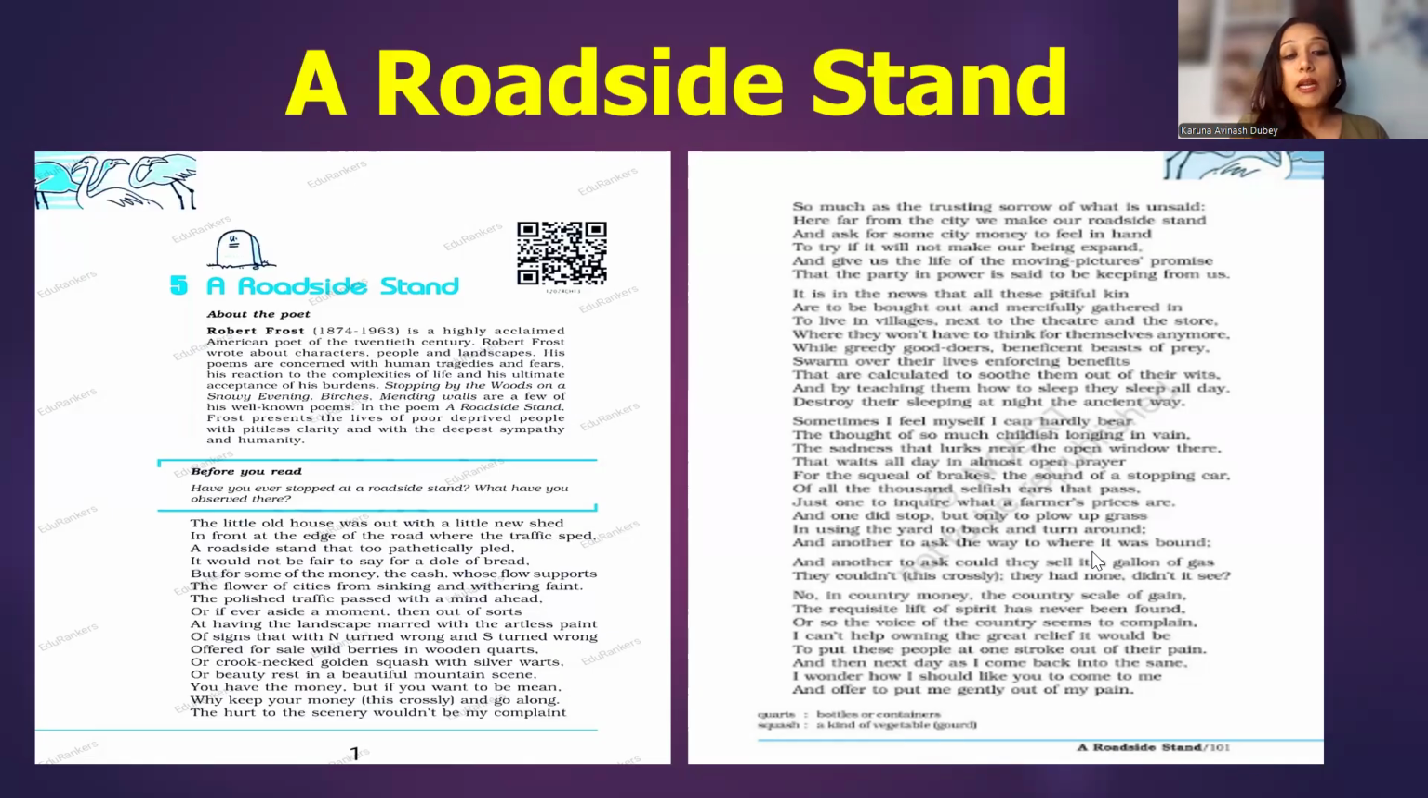What is it that they want? But for some money, the cash whose flow supports. They want some inflow of cash. However, the inflow of cash is through purchase. They are not directly wanting money. So they want an inflow of cash, the cash whose flow supports, what does it support? The flower of the cities, the business of the cities, from sinking and withering. So the flow of the cash that happens in the city supports business. It does not let the business get demolished or withered or sunk. So that's what the idea is, that they want not food.